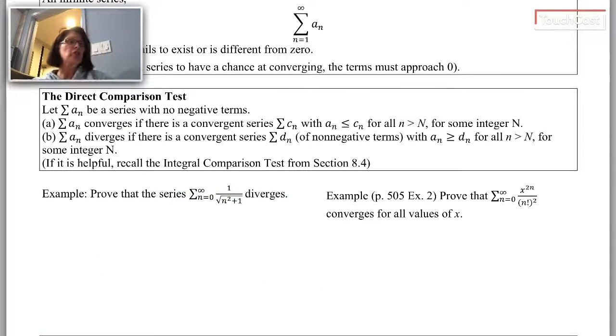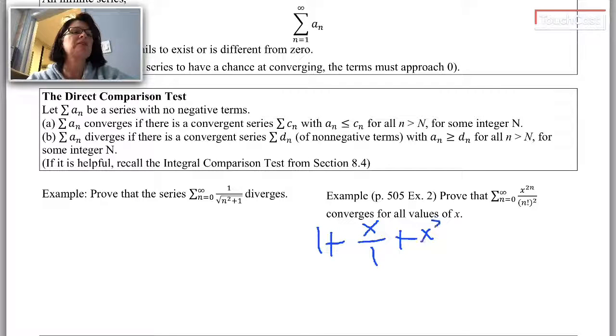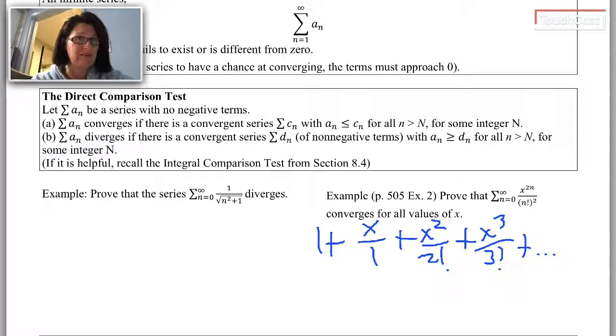All right, so this next one is a good application of having remembered some of those important Taylor series by heart. So think about 1 plus x over 1 plus x squared over 2 factorial plus x cubed over 3 factorial plus dot, dot, dot. Do you recognize this? Because maybe you thought I would give you the function and ask you to remember the series. Here's the series, and it helps us a lot if we can remember that this function is equal to e to the x.